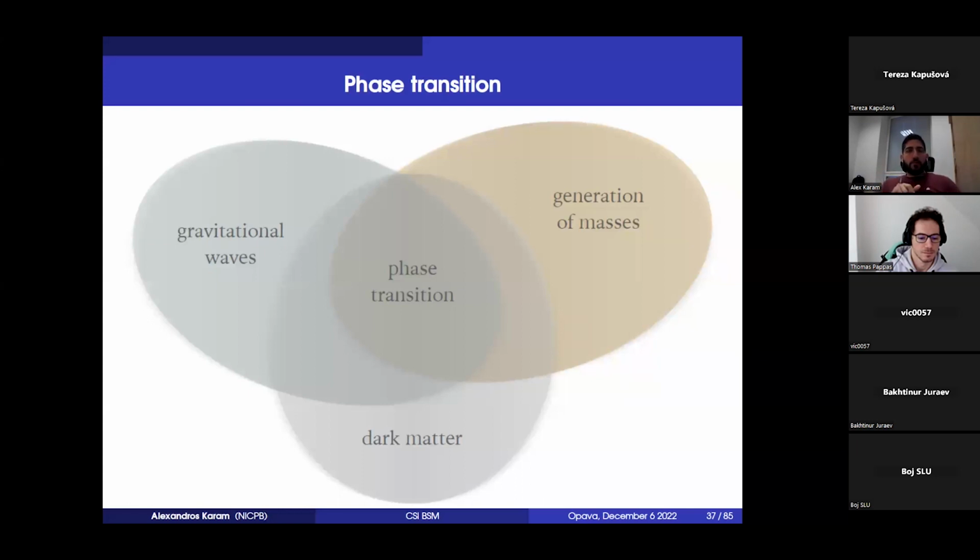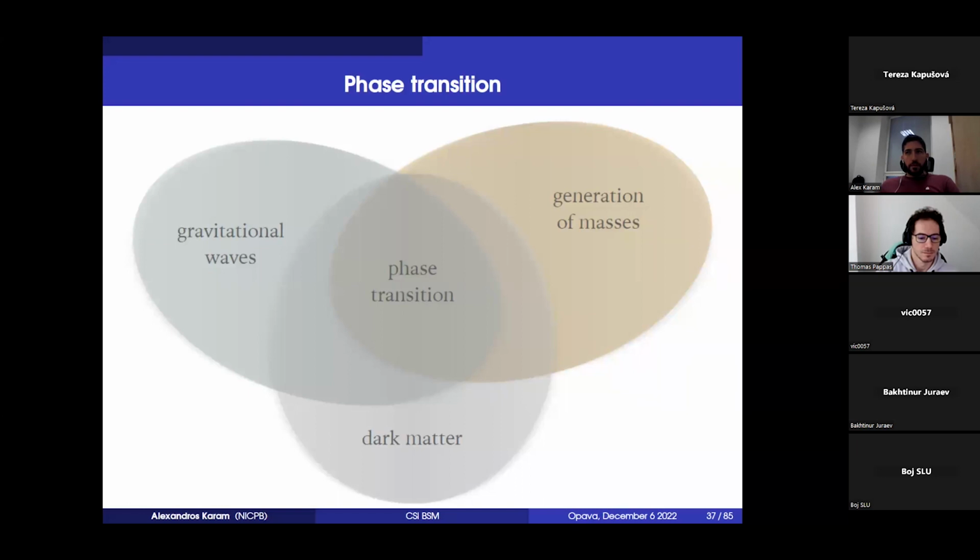Now, around 2015, as you know, gravitational waves from the merger of black holes were discovered, which opened up a whole new field of physics. And many people started working on gravitational wave physics. One avenue to generate gravitational waves is through a first order phase transition when symmetry gets broken, for example.